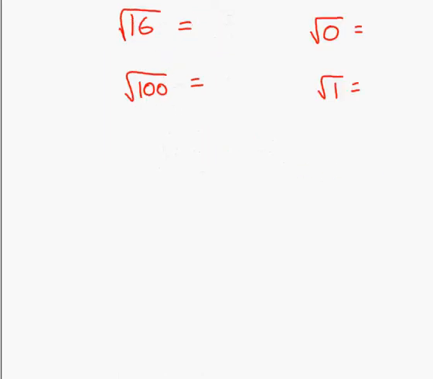So you've got a bunch of numbers here. You have to think what number times itself equals 16. That will get you the square root of 16. If you know your math facts, you know 4 times 4 is 16. Square root of 100: 10 times 10 equals 100, therefore it's 10. Some tricky ones. Square root of 0. Well, what number times itself equals 0? 0. And the square root of 1: 1 times 1 equals 1.